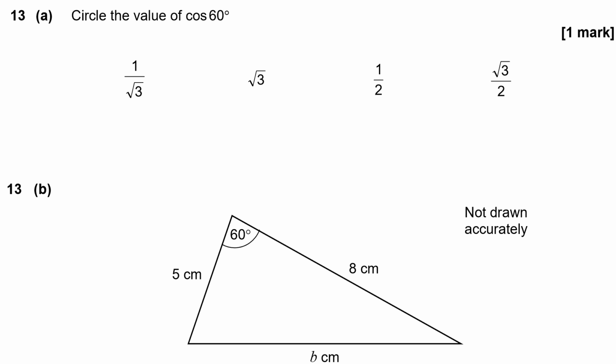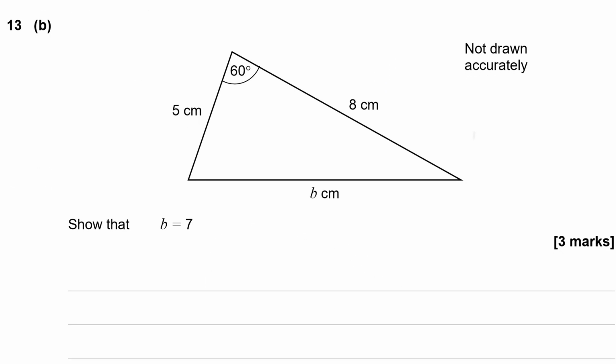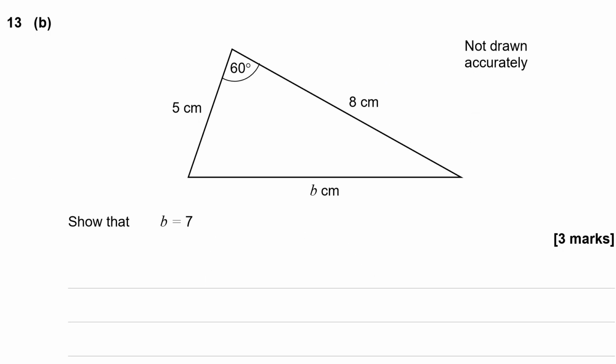Okay, question 13a, we earn our second mark of the paper for knowing our exact trig values. The value of cos 60, of course, is a half. And then 13b, we're going to go on to use that, I think. So I've got a triangle here. It's a non-right angle triangle. So we're going to be using the cosine rule here because I've got 2 sides and an included angle and I want a third side.